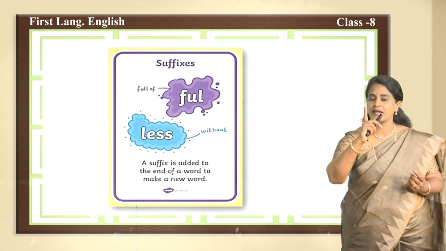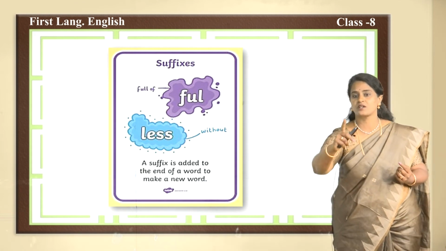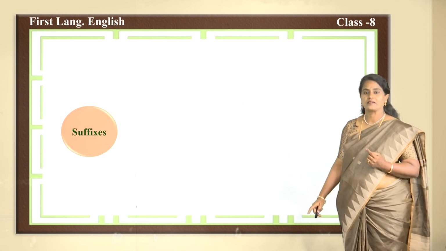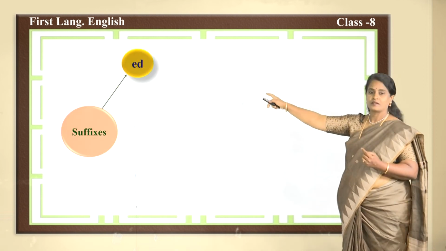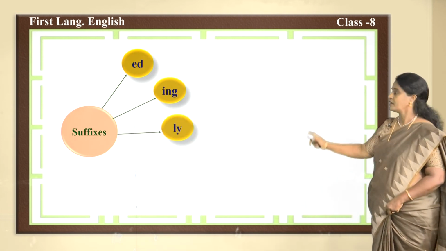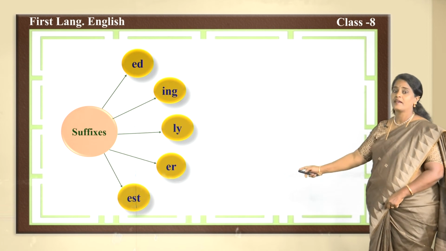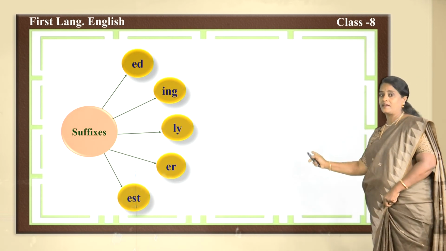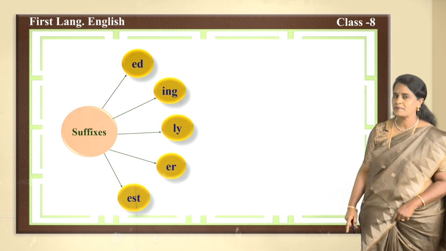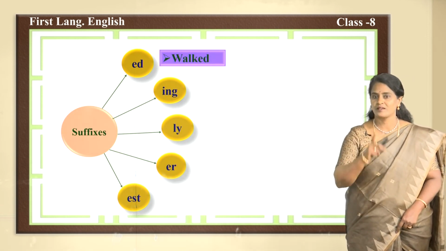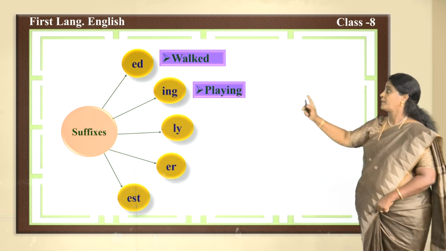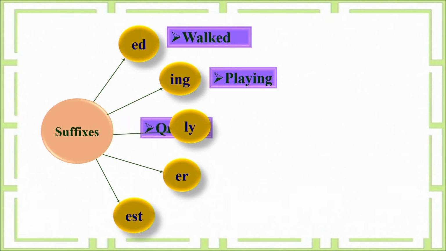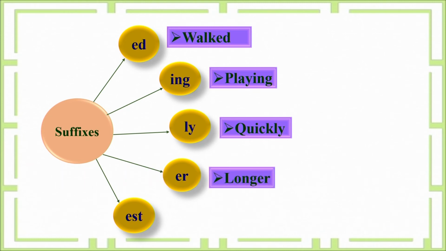And what are suffixes? That which is added after the root word is called a suffix. And here are a few suffixes, children. Ed, ing, ly, er, est. These are all added after the root word. You want some examples, is it? Here it goes. Walk, walked. Next, play, playing. Right. Look at the next one. Quick, quickly. Quick is the root word. ly is the suffix. Long, longer, and tall, tallest.